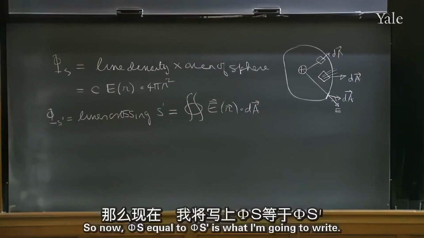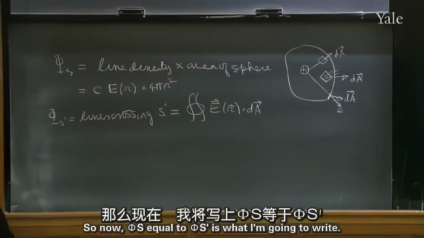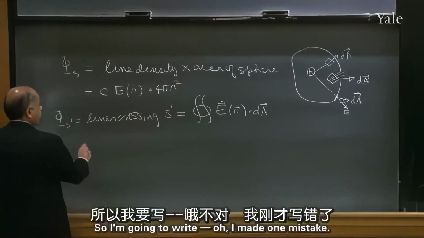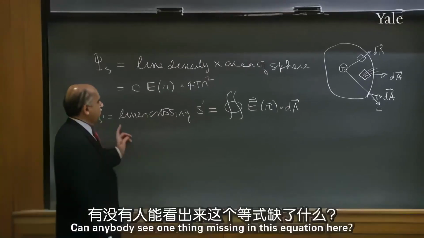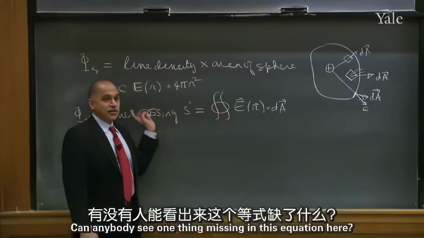So now, phi sub s equal to phi sub s prime is what I'm going to write. So I'm going to write, oh, I made one mistake. Can anybody see one thing missing in this equation here?